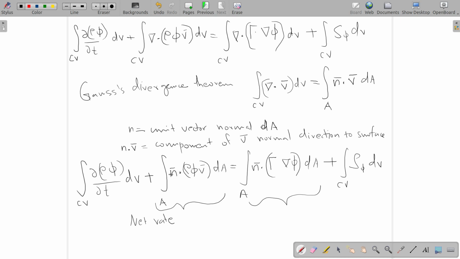I don't know how much time I take to explain. N, the normal vector, dot rho phi multiplied by velocity. So this will become n dot v multiplied by this, which will give you the rate of decrease of phi due to convection across boundaries.